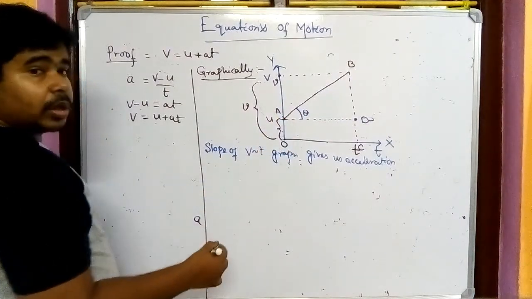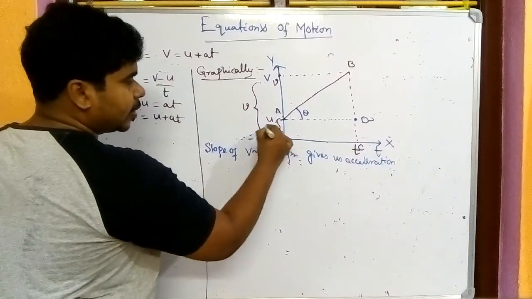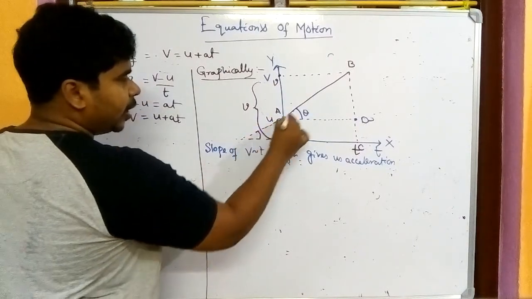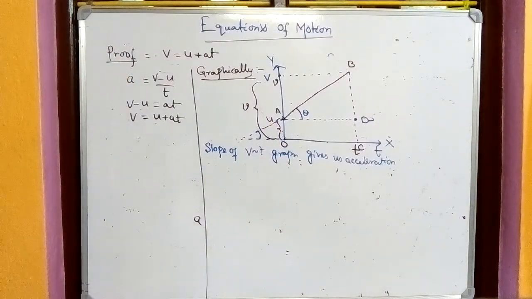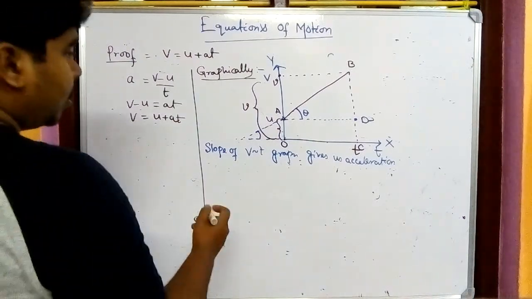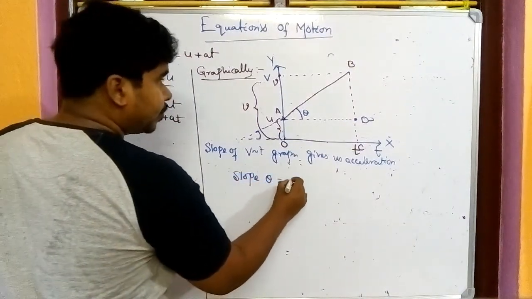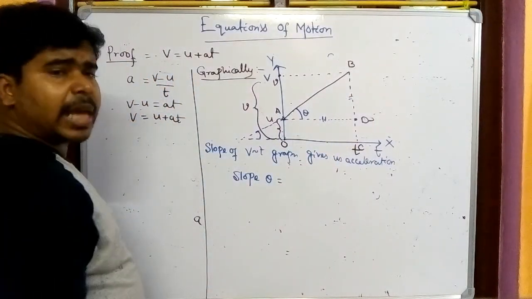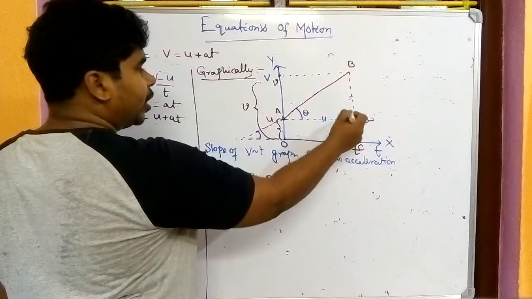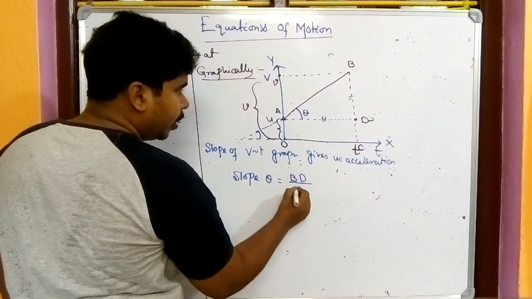And if you say, no sir, how do you understand? Just extend this and extend the x-axis. You see, this angle and this angle are the same. Okay, these two angles are the same. So this is the slope, and slope theta equals, we have learned, tan theta, and tan theta equals perpendicular by base. So BD by AD.